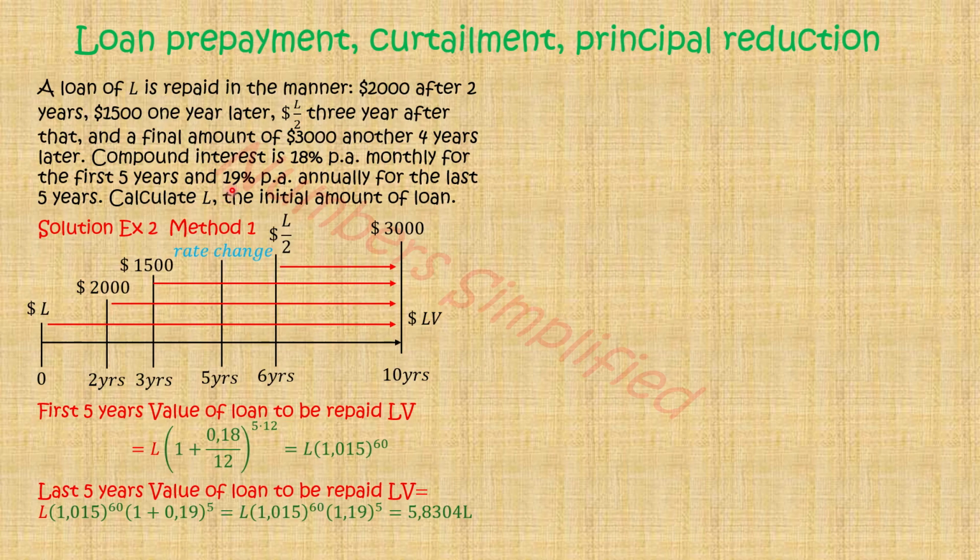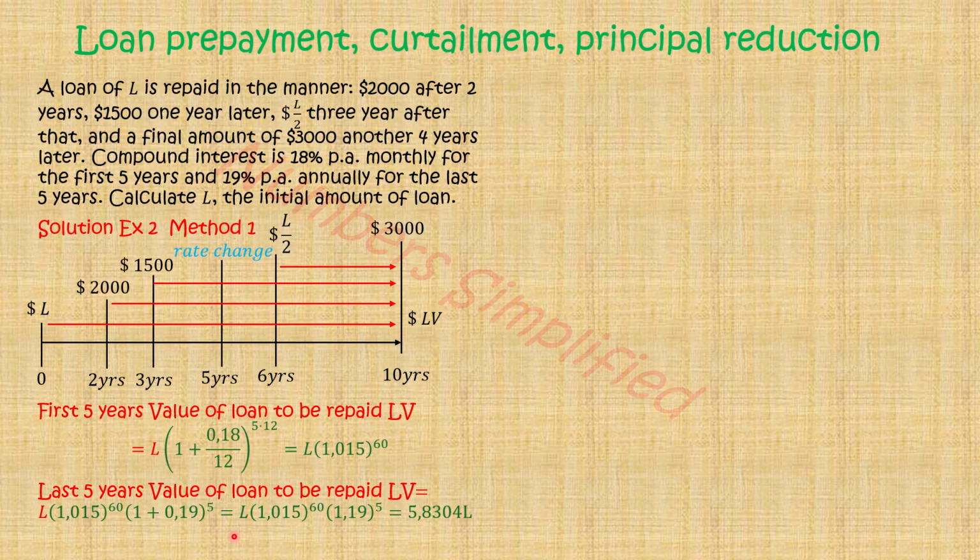0.19 expressed as a decimal raised to the power 5 because we've got 5 years, and this is compounded annually, so meaning that the period is once a year. That's why we just have it raised to the power 5. So we multiply the value of the loan after 5 years times 1 plus 0.19, which is the interest in the last 5 years, compounded annually, and that is 5 times in total.